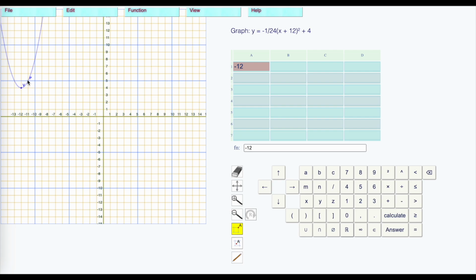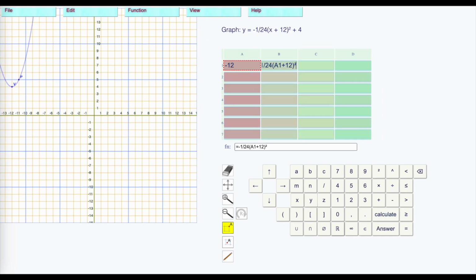Then we want to figure out where to put this point. I want to find a nice point that goes through. So I'm going to plug in this formula up here, y is equal to -1 over 24 times the bracket, which is the x value plus the 12. That will give us -12 plus 12 is 0, squared is 0, times 1/24 is 0, plus 4. And that gives us 4.